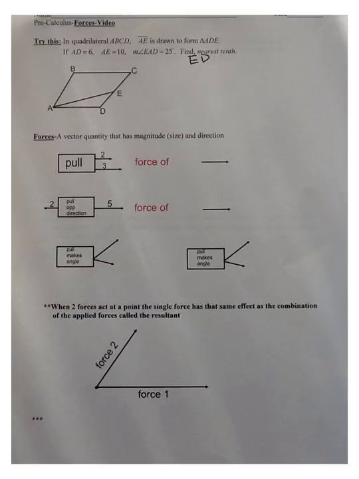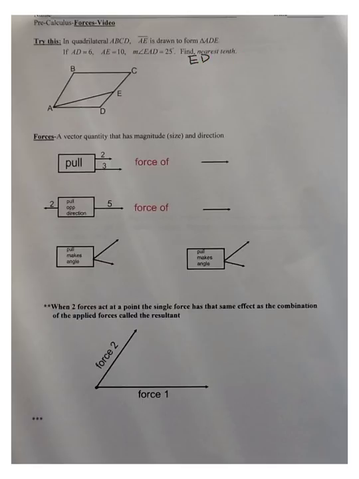Okay, so it says in quadrilateral ABCD, AE is drawn to form triangle ADE. If AD is equal to 6, AE is equal to 10, and angle AEAD is equal to 25, find ED to the nearest tenth.